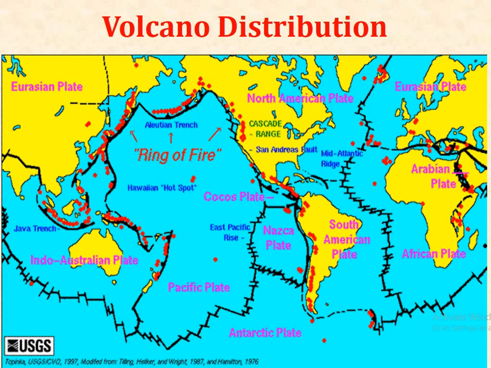Now, volcano distribution. Generally, volcanoes occur around the Pacific Ocean, and this is called the ring of fire. Volcanoes mostly occur on plate boundaries. All the plate boundaries are associated with volcanoes.